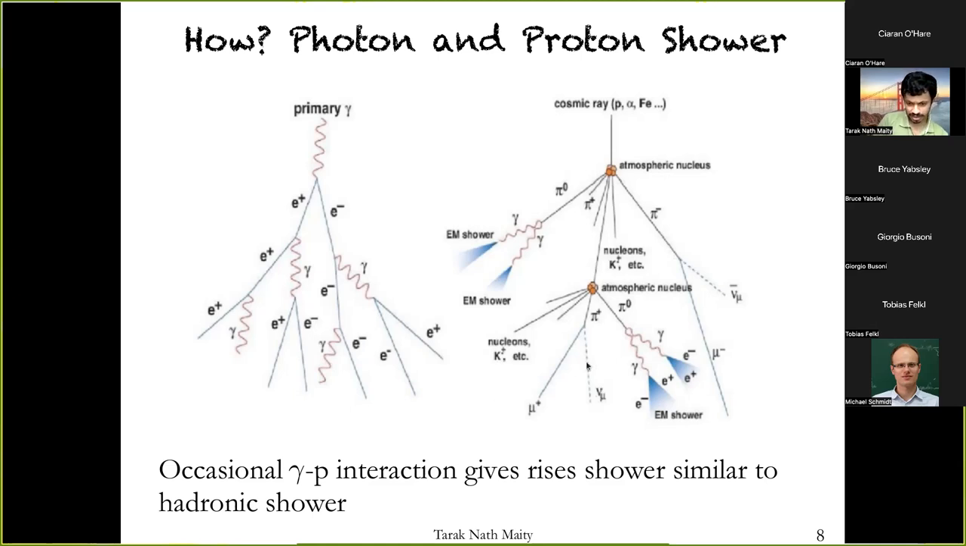By looking at these two figures, one may assume that primary gamma rays do not have any muons, but that is not true, because you could have an occasional gamma p interaction, which would give rise to a hadronic shower similar to this. This makes life difficult because you need an efficient discriminator to differentiate between these two showers.